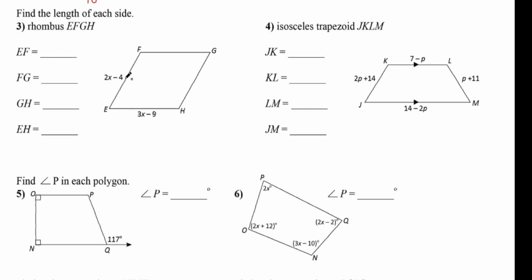So this is a rhombus. What does that mean if it's a rhombus? All the sides are equal. So how would I find every one of these sides? Set these equal to each other. 3x minus 9 equals 2x minus 4. Do your math, solve for x, then do what? Plug it back in to either one of these. It doesn't matter because they're both the same, aren't they? All right, so you plug it in, and then each one of these is the same.